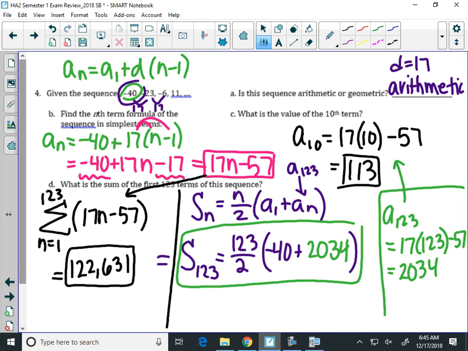I'll just put an equal sign here. Got the same thing. It was a little bit more work that way. It doesn't matter which method you use again. Just pick one and go with it and be good at it.